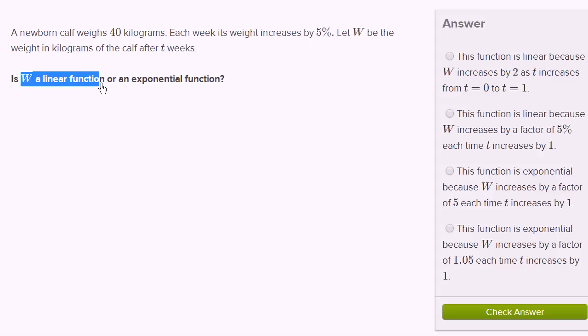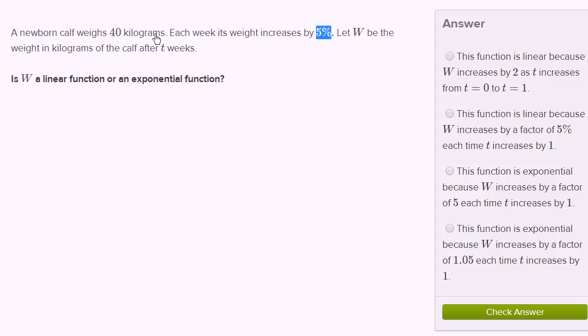So if W were a linear function, that means that every week that goes by, the weight would increase by the same amount. So let's say that every week that went by, the weight, or really they're talking about mass here, increased by 5 kilograms. Then we'd be dealing with a linear function. But they're not saying that the weight increases by 5 kilograms. They're saying by 5%. So after 1 week, it'll be 1.05 times 40 kilograms.